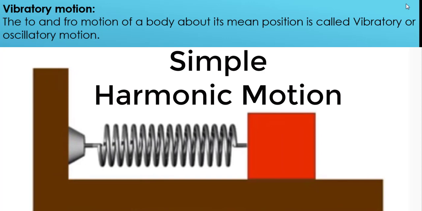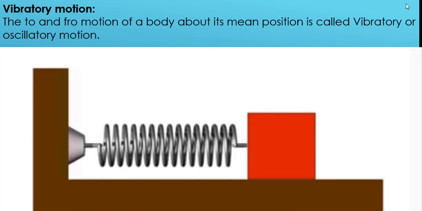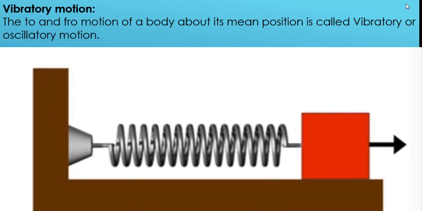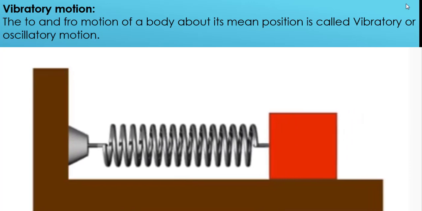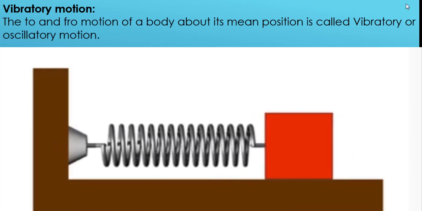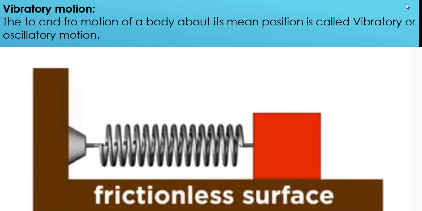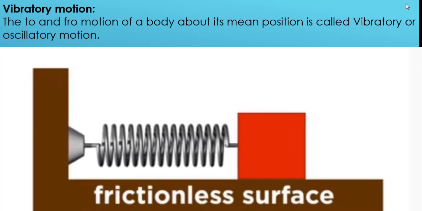The name of the chapter is simple harmonic motion. Then why are we discussing vibratory or oscillatory motion? Because this is the first condition for simple harmonic motion. We only test those objects for simple harmonic motion which are already in vibratory motion.